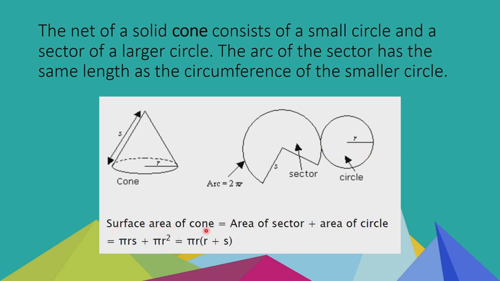Therefore the surface area of a cone is equal to the area of the sector plus the area of the circle, that is pi r s plus pi r square, which equals pi r into r plus s. So like this we can find out the surface area of the cone.